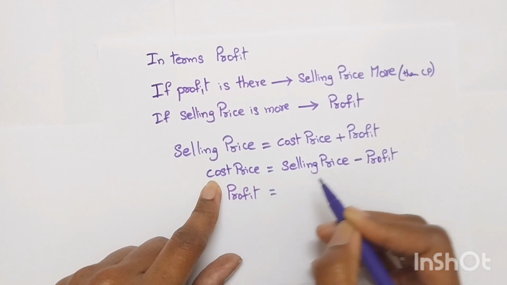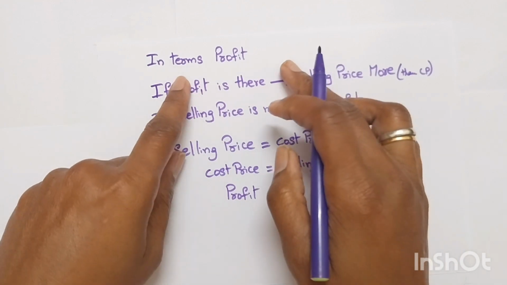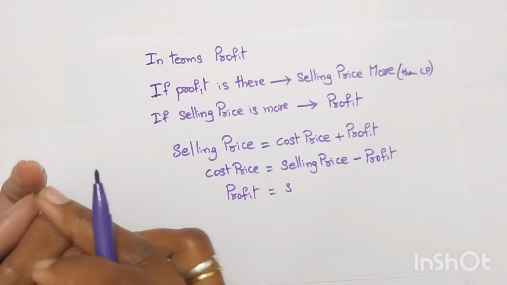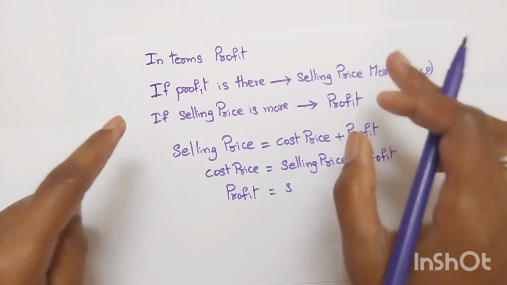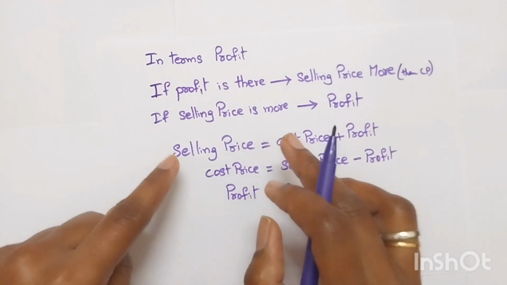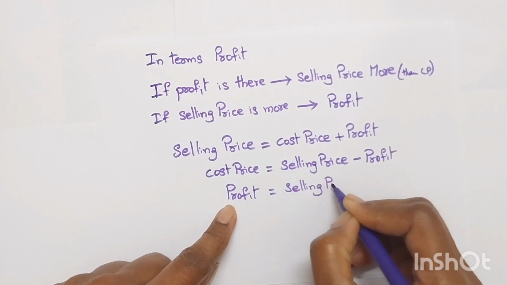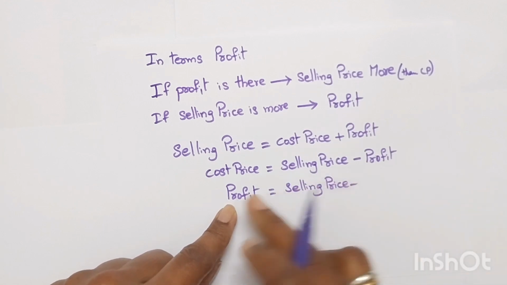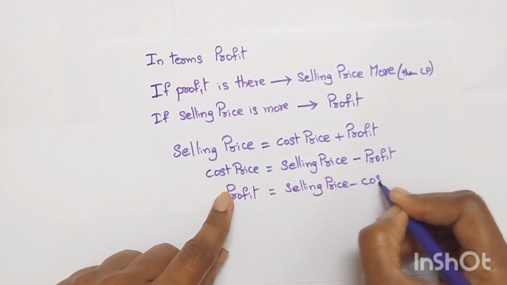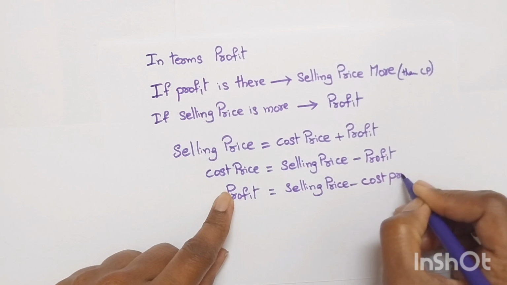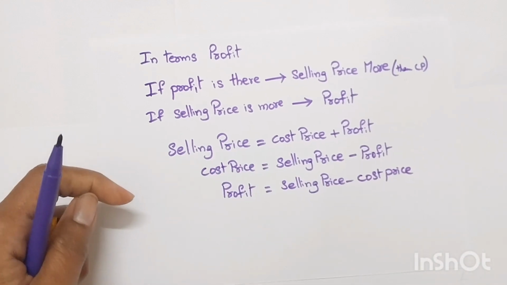Profit equals greater value minus the remaining value. When we discuss the topic related to profit, selling price will be the greater value. So greater value, selling price, minus the remaining value. Selling price is over, then the remaining is cost price only. Cost price. This we need to keep in mind.